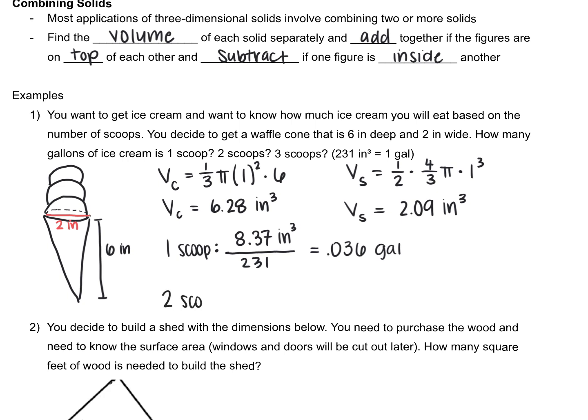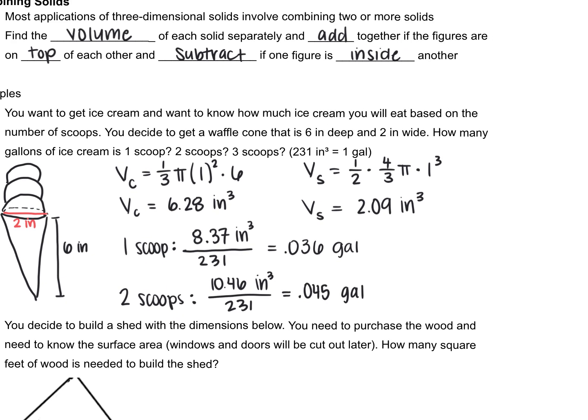For 2 scoops, we take 2.09 and multiply it by 2, because we now have 2 scoops. Then we add the 6.28, and we get 10.46 cubic inches, which we then divide by 231, which is 0.045 gallons.